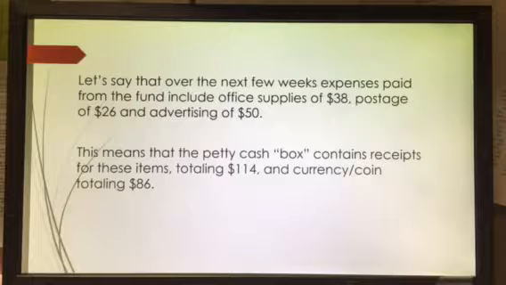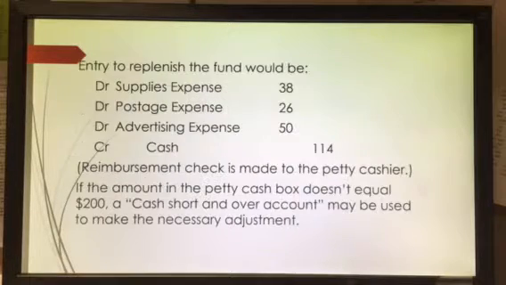Technically, it's advertising. So this means that the petty cash box contains receipts for those items. In other words, the petty cashier paid those expenses out of the box and maintained a receipt. So after these particular disbursements had been made, the petty cash box contains receipts for these items totaling $114, and of course, therefore, you should have the remaining petty cash, $86, still in the box.